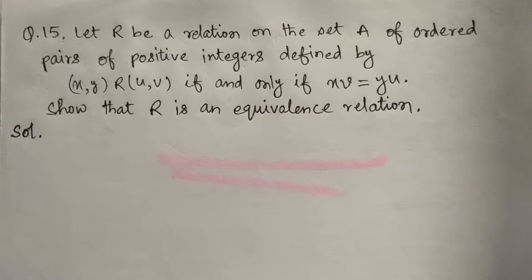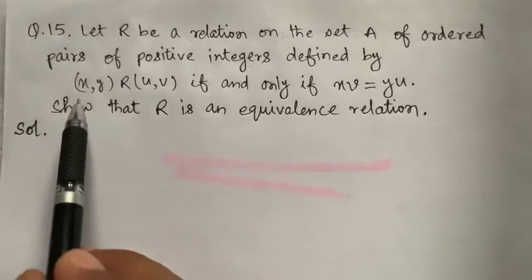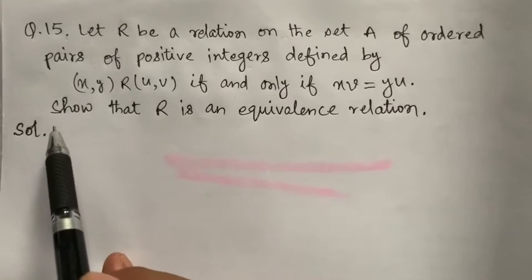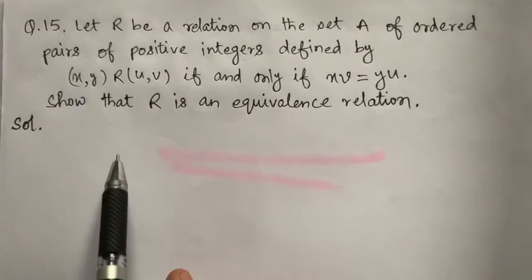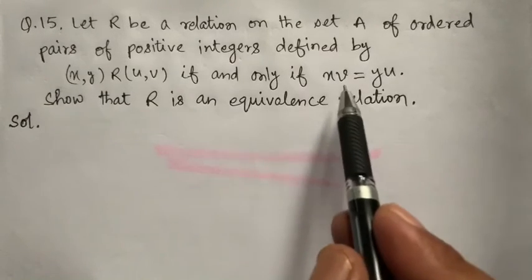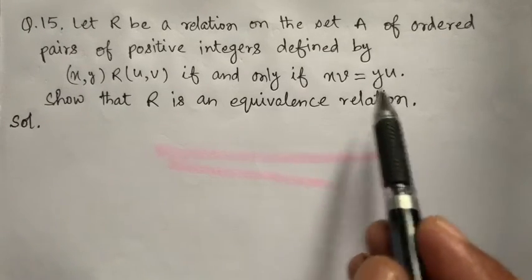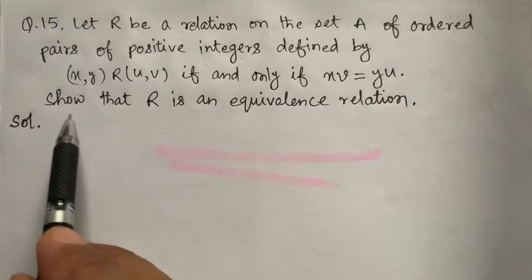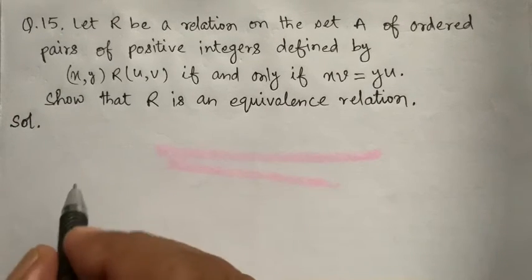Let us discuss question number 15, which is very much important question. Here it is, let R be the relation on the set A of ordered pairs of positive integers defined by (x, y) R (u, v). This is another way we write two pairs related to each other. Here (x, y) is related to (u, v) if and only if xv is equal to yu. Now we need to show that R is an equivalence relation.